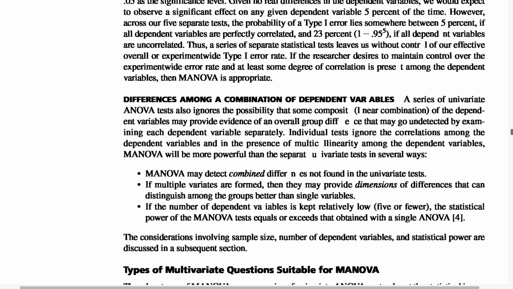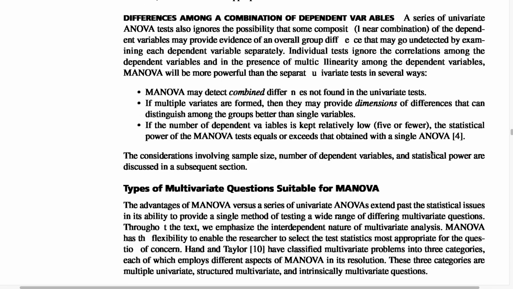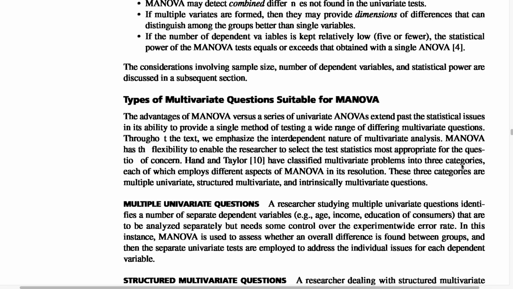MANOVA will be more powerful than the separate univariate tests in several ways. MANOVA may detect combined differences not found in the univariate tests. If multivariate variates are formed, then they may provide dimensions of differences that can distinguish among the groups better than a single variable. If the number of dependent variables is kept relatively low, 5 or fewer, the statistical power of the MANOVA test equals or exceeds that obtained with a single ANOVA. The considerations of sample size, number of dependent variables and statistical power are discussed in a subsequent section.